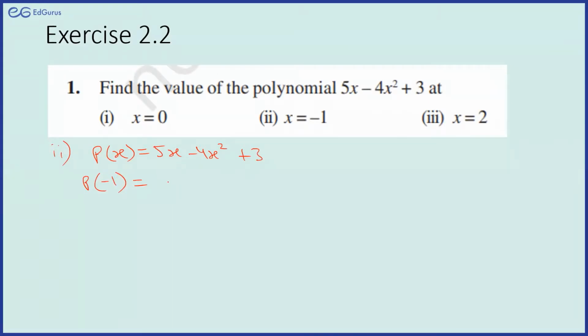क्या लिखूं यहाँ पर? 5 into minus 1. आगे? Minus 4 into minus 1 square. Square नहीं भूलना. इसीलिए मैं bracket लगा रही हूँ जहाँ जहाँ x है. So that you don't forget the power and its implication. Plus 3. Right? Now what is 5 times minus 1?